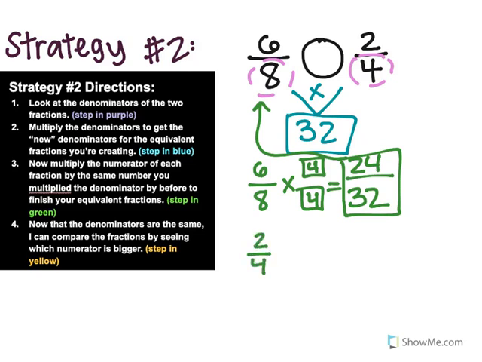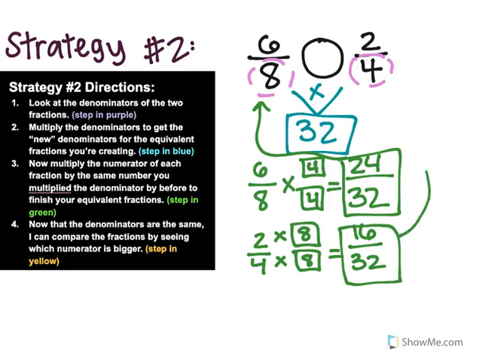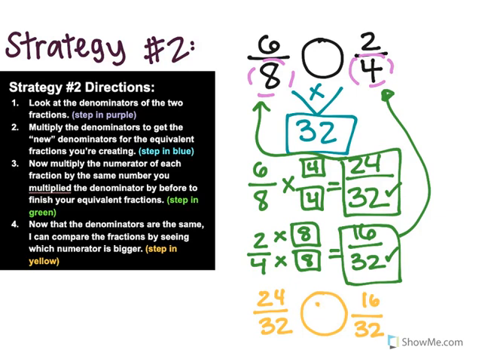Then I take 2/4 and I multiply it by something to get to 32, and I know that fact would have been 8. If I do it to my denominator, I have to do it to my numerator. So that would give me 16. This is my new fraction that is equivalent to 2/4. They both have the same denominators that you can see, so now I can more easily compare. So I take 24/32 and I compare it with 16/32, making sure that I keep them on the right side as they were up there. I see 24 is bigger than 16, so in the end, 6/8 was greater than 2/4.